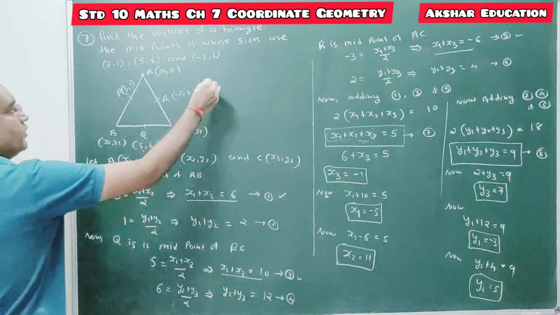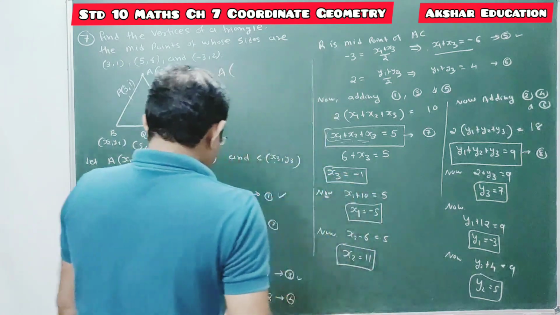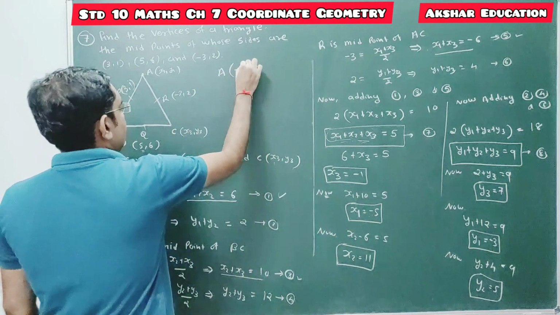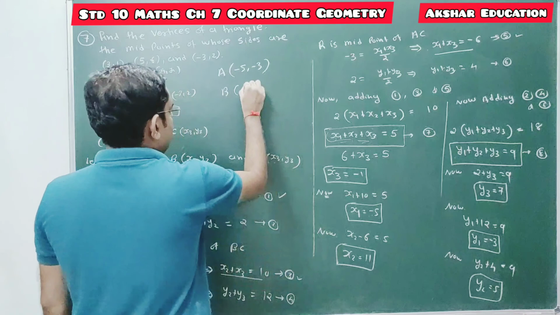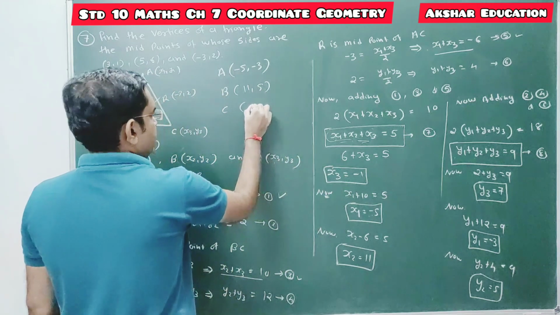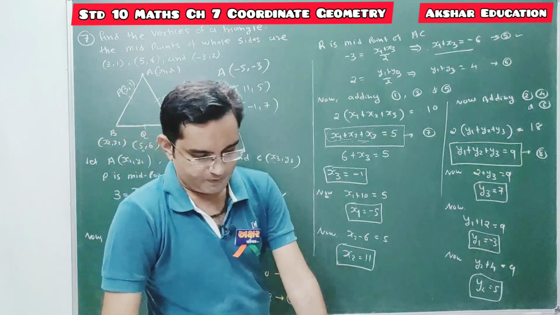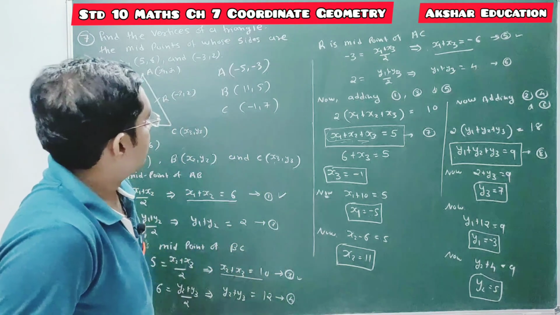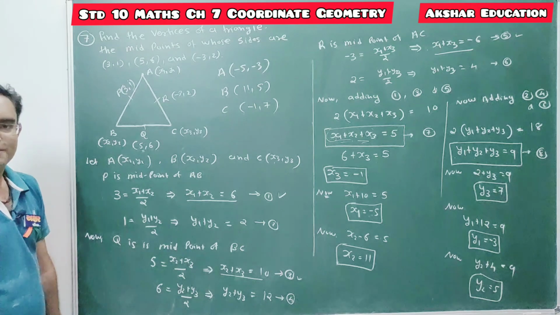Put those values over here. So coordinates of this point A are our first answer, x1, y1. x1 is minus 5, y1 is minus 3. So coordinates of vertex A are minus 5, minus 3. B is x2, y2: 11, 5, and coordinate C, x3, y3: minus 1, 7. These are the coordinates of vertices of triangle A, B and C. Clear students? Let me verify it. Minus 1, 7, minus 5, minus 3 and 11, 5. Correct. Pause the video. Note it down.